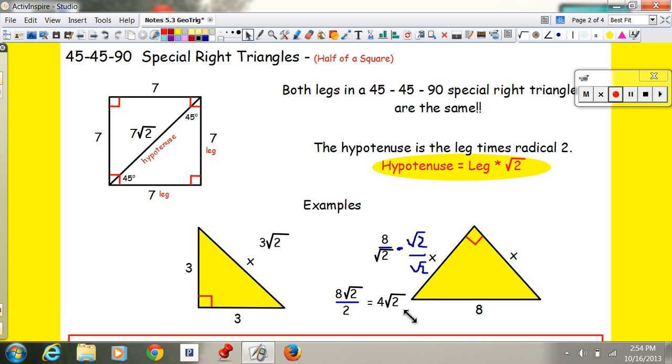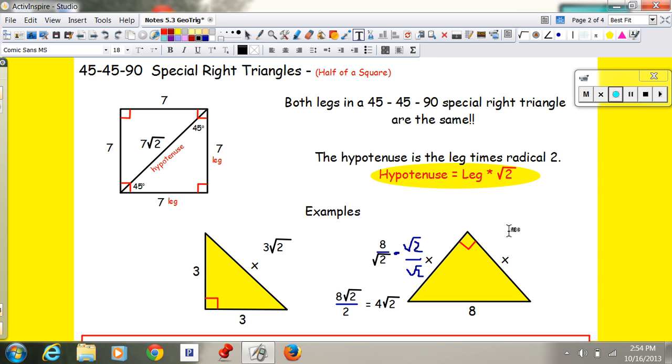Now I want to see if you can see the shortcut. To get from the hypotenuse to the leg, there is a shortcut. Notice my hypotenuse was 8. My leg was 4 radical 2. So if you notice, you took the 8, you cut it in half, and then you put a radical 2 next to it. That's basically what's happening when you multiply the top and bottom by radical 2. You're taking the hypotenuse, you're cutting it in half, and you're putting a radical 2 next to it.